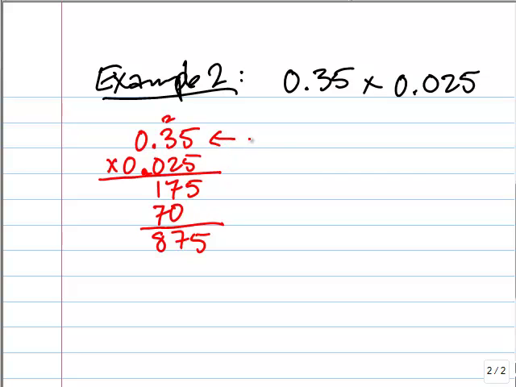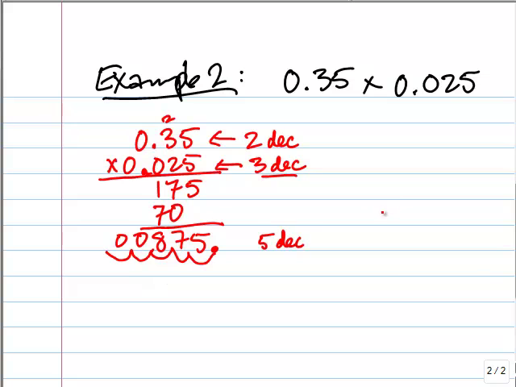Now we count the decimal places. We have 2 decimal places for the first number. We have 3 decimal places for the second number. So that gives a total of 5 decimal places we have to move. So we take our decimal point, move it 5 times, 1, 2, 3, and then here we have to add a couple of other zeros to get our decimal point.